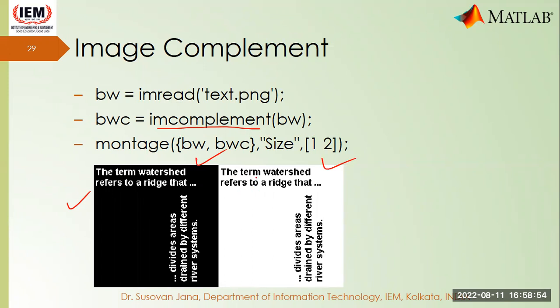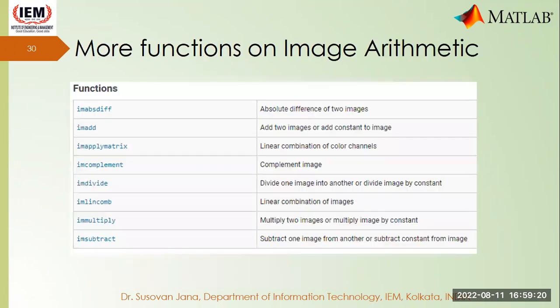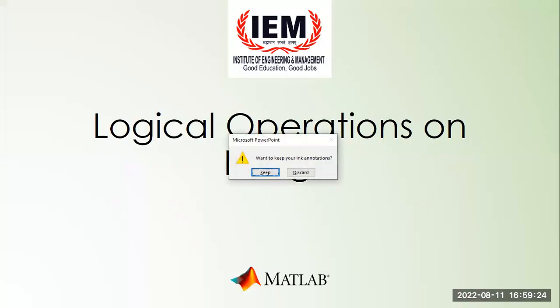Now the question should be, if we do imcomplement in case of grayscale, it will be just the reverse of intensity. If you have one pixel of intensity, say 240, the complemented intensity will be 255 minus 240. In that way. Okay. Now there are more arithmetic functions. So let me display.